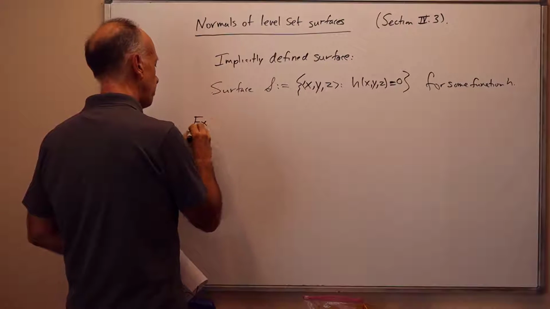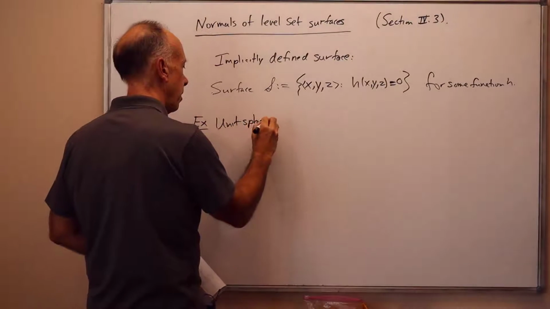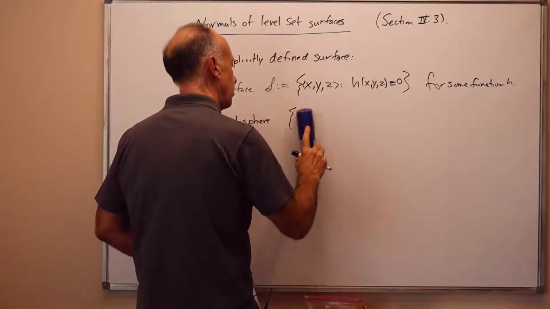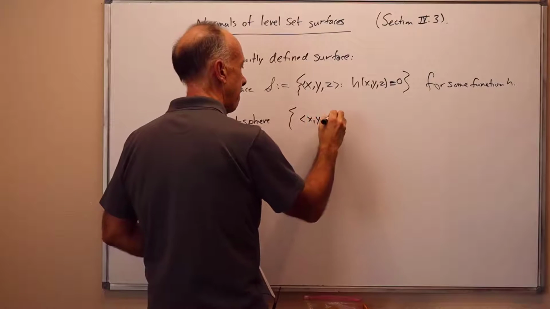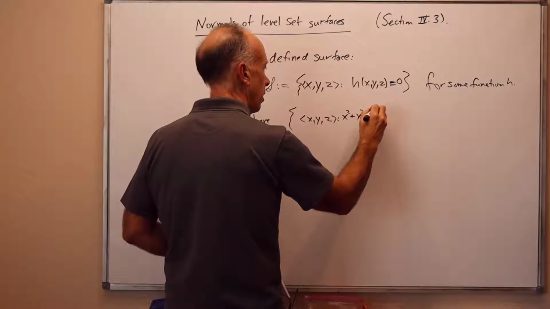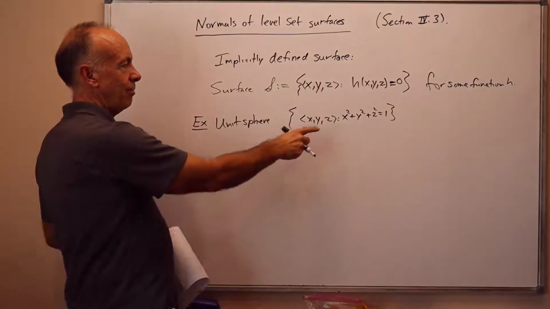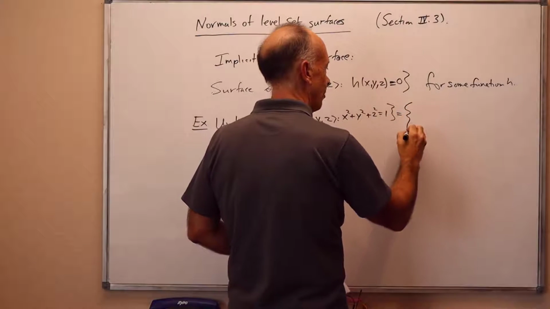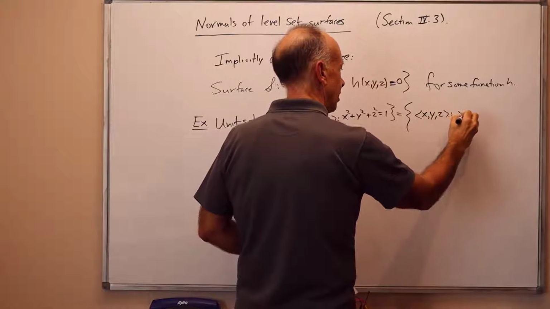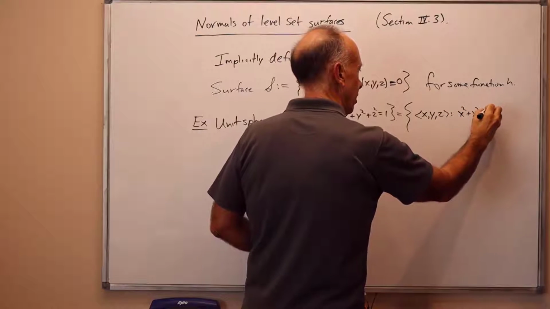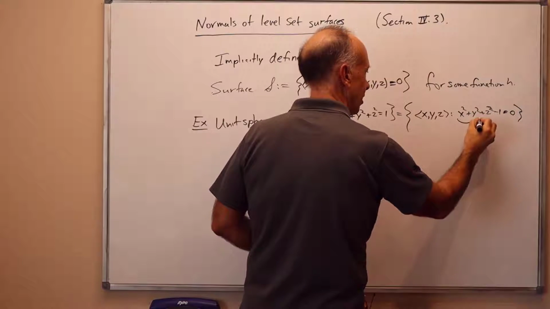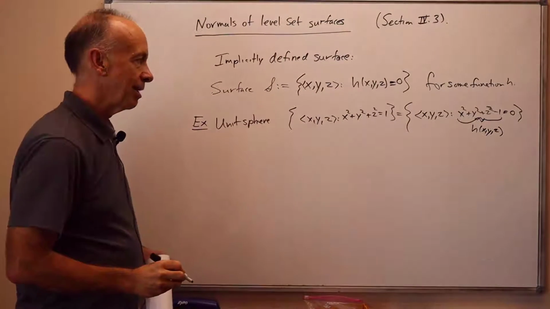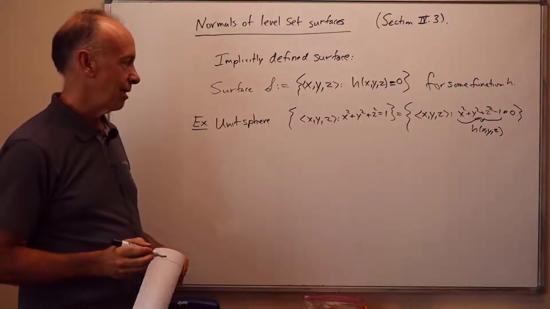So for an example, consider the unit sphere centered at the origin. This can be the set of points x, y, z such that x squared plus y squared plus z squared equals 1. Okay, now this actually doesn't quite match the definition. The definition said some function equals 0, and here we've got some function equals 1. But we can fix this by changing the function, so the points satisfy x squared plus y squared plus z squared minus 1 equals 0. Now h of x, y, z is the function x squared plus y squared plus z squared minus 1, and the unit sphere is the set of points where that function is equal to 0.